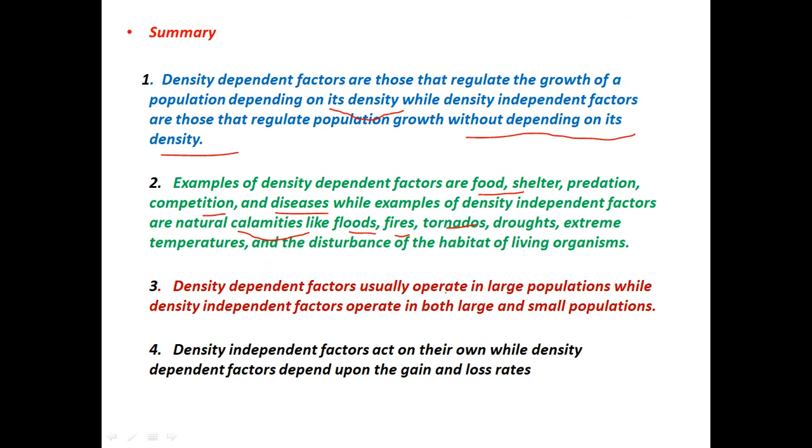Density dependent factors usually operate in large populations, while density independent factors operate in both large as well as small populations. Density independent factors act on their own, while density dependent factors depend upon the gain and loss rates. All right, so this is all for today.